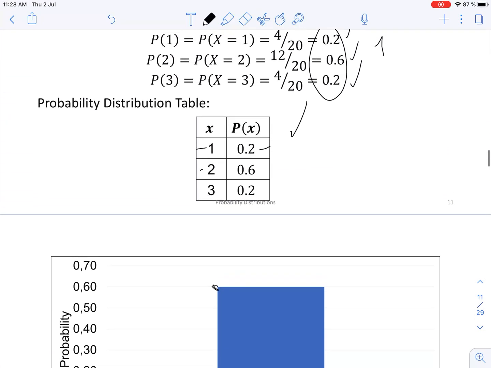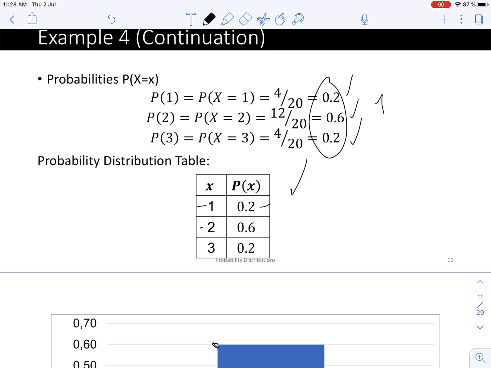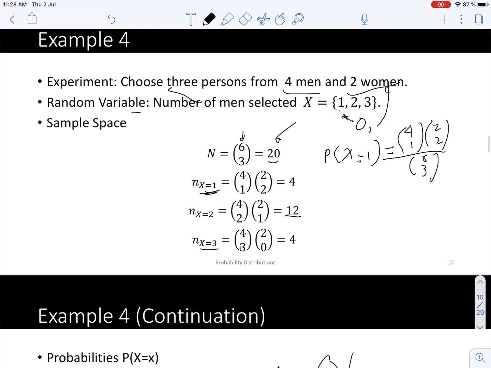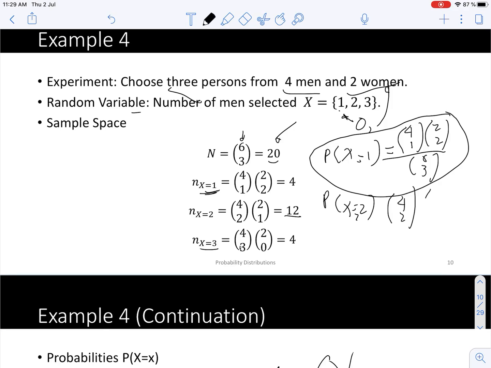And the last way in which we can represent this probability distribution is by using an equation. So if we check this pattern here, let me write down the expression for the second one. For x equal to 2, this will be from 4 we take 2, from 2 we take 1, and 6 combination 3. So the denominator will remain the same, 6 combination 3, it won't change.